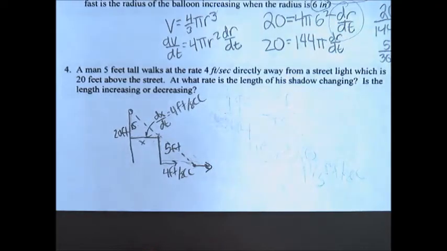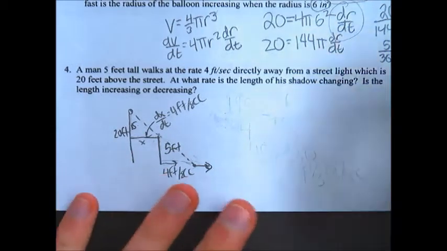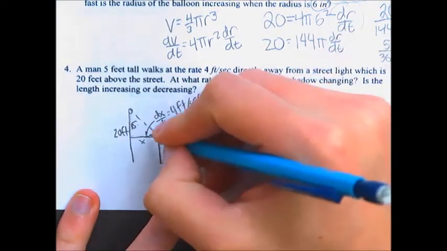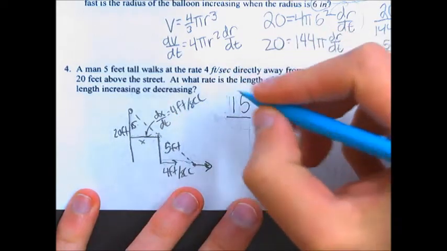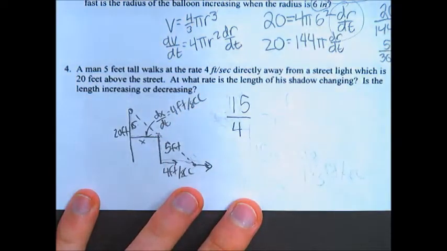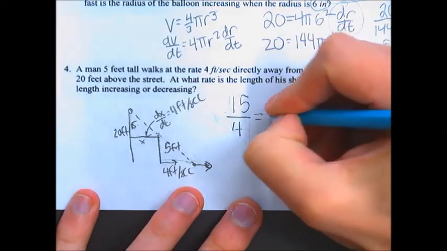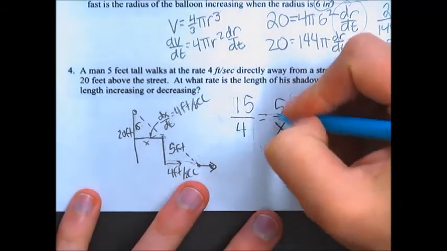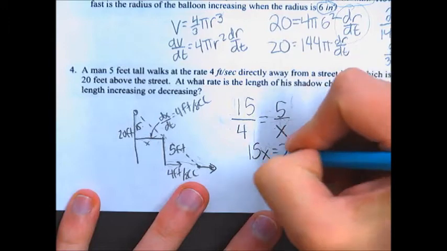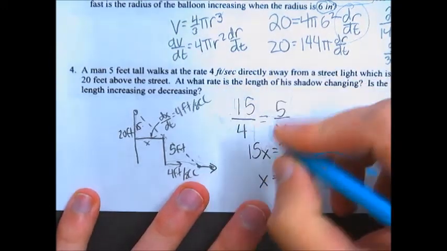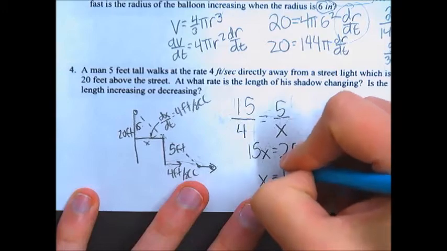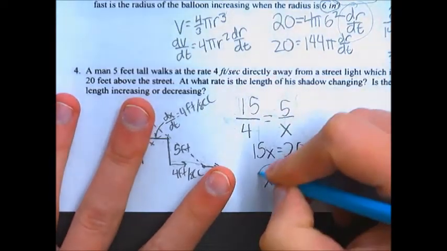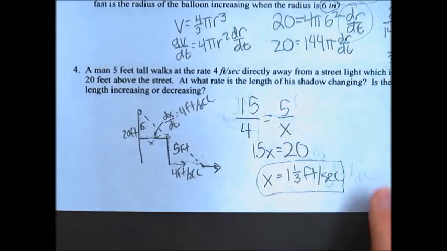Alright, the trick to this problem is that you don't want to actually set up something and take the derivative. You want to set up a proportion. So 15 over the rate at which the person is moving, which is 4 feet per second, is equal to the height of the person over the rate his shadow is moving, which is x feet per second. And we just cross multiply. 15x is equal to 20. We divide by 15, and x is equal to 1 1/3 feet per second. And that's the rate at which he's moving, or at which the shadow's moving.